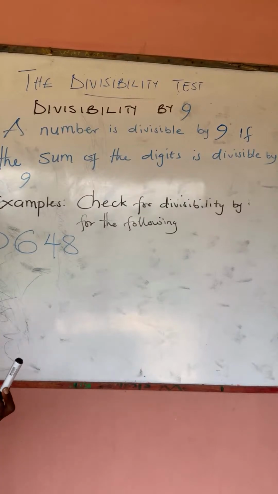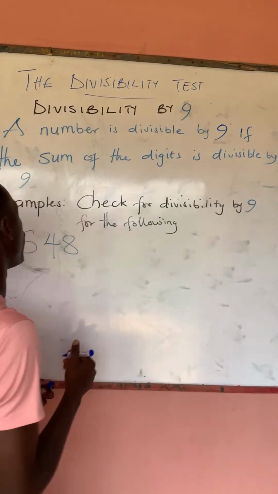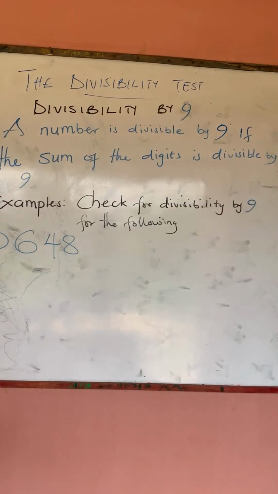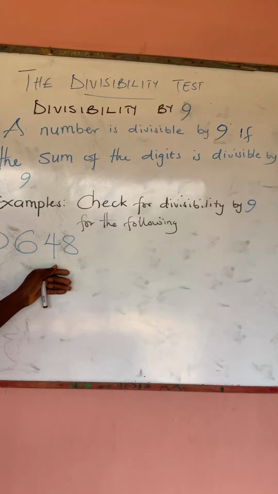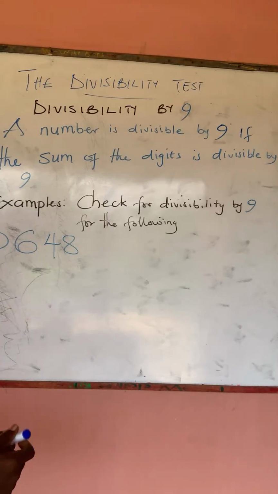Let's say 648. We are taking the divisibility by 9 for 648. So, per the rule, we're going to add up the digits in the number. And if the answer we get is a multiple of 9, then we conclude that it is divisible by 9. If it's not, we conclude that it's not divisible by 9. Alright, so let's add up and see.